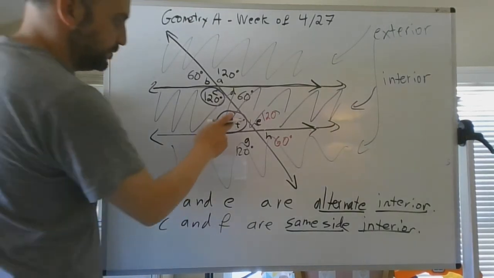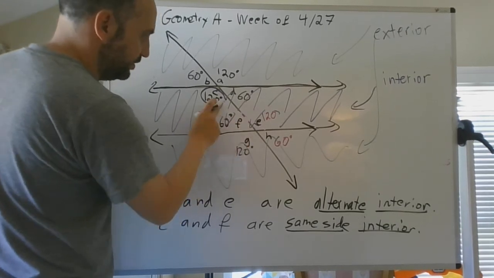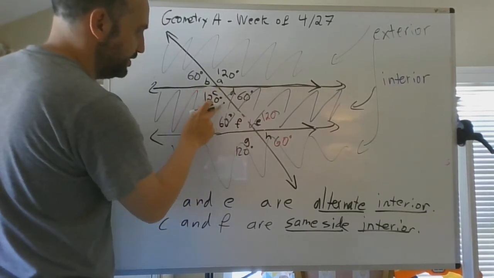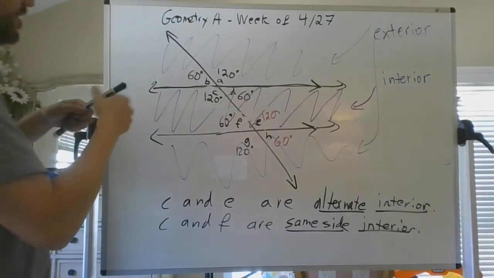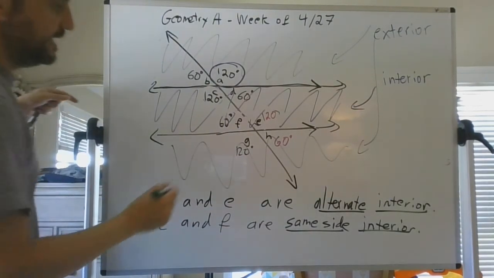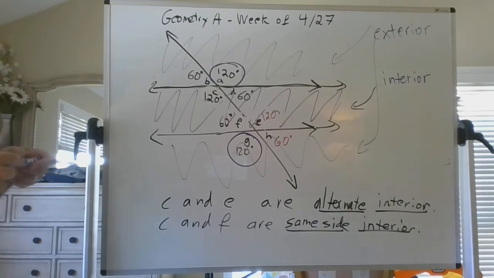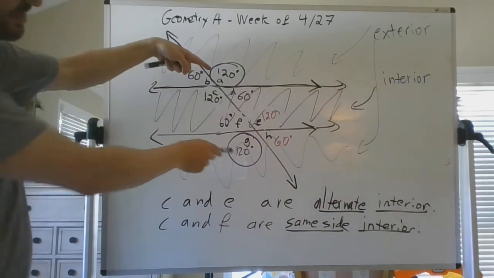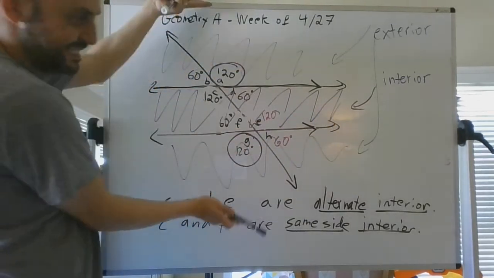So, next one. Erase that. So now, let's do this. What if we did this? What if we did, let's try A, which is 120, and let's try G. Okay. So now I'm going to ask you guys this. A and G, are they on the interior or are they on the exterior?